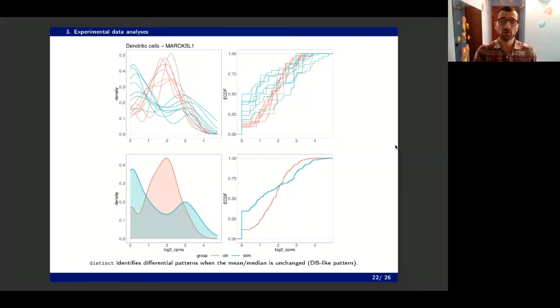And the second thing I want to highlight is that, as we expected and we hoped, Distinct is able to capture and identify this pattern even if the ECDFs cross roughly in the middle of the distribution, and obviously multiple times for the sample level ECDFs.